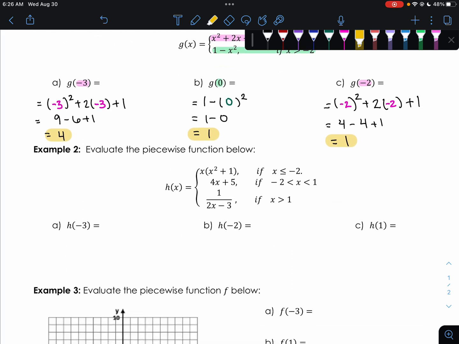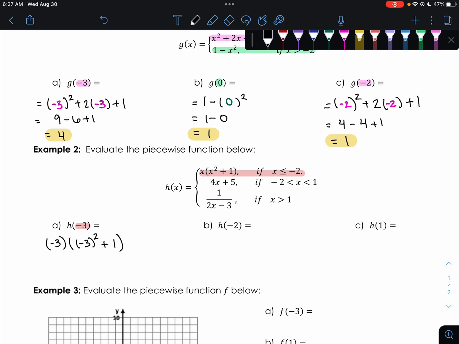So looking at our second example, go ahead and pause the video and try these 3 on your own and see how you do. Okay, so when we're looking at this first one, it is negative 3. Negative 3 is going to fall into this domain right here, or this equation. So we're going to plug in negative 3. Be careful with your parentheses, making sure that when you're plugging this in for x, you are putting parentheses around it.